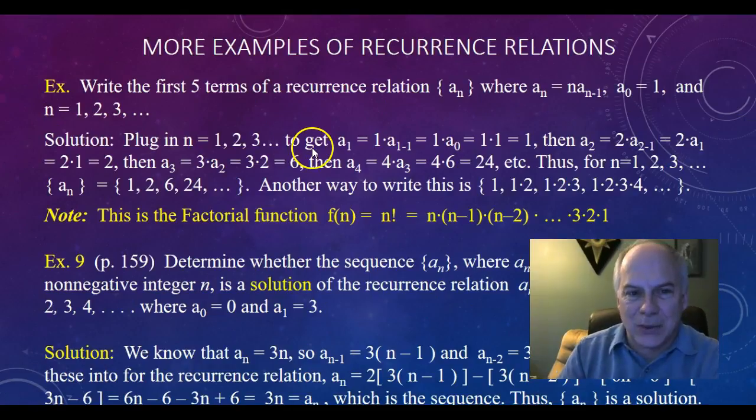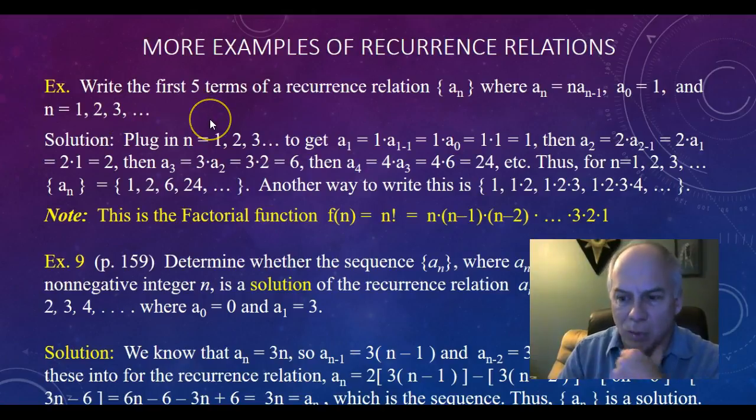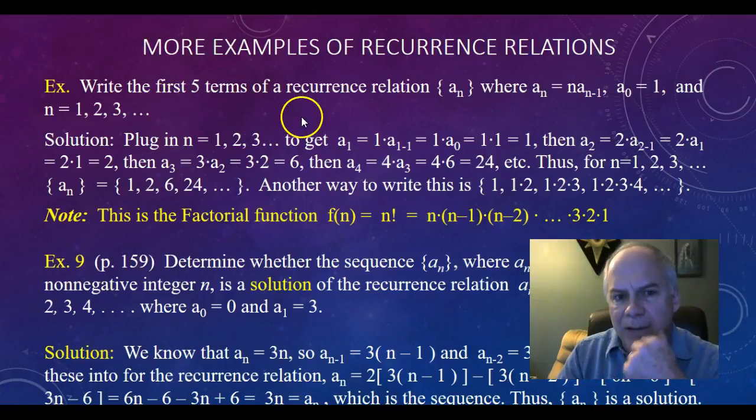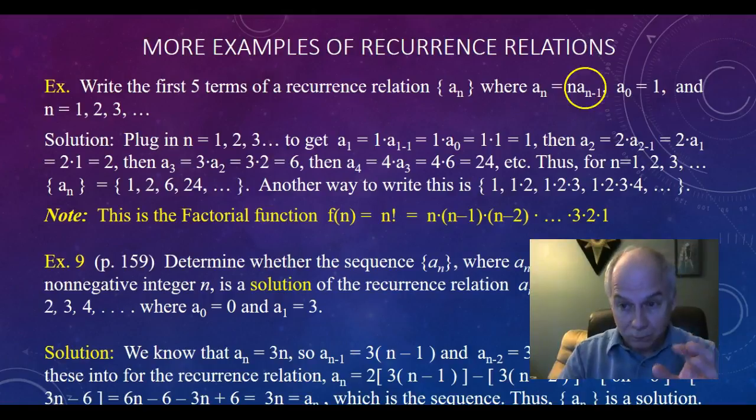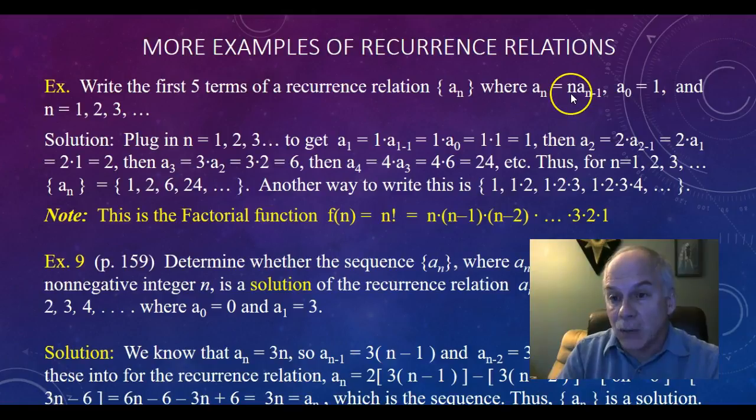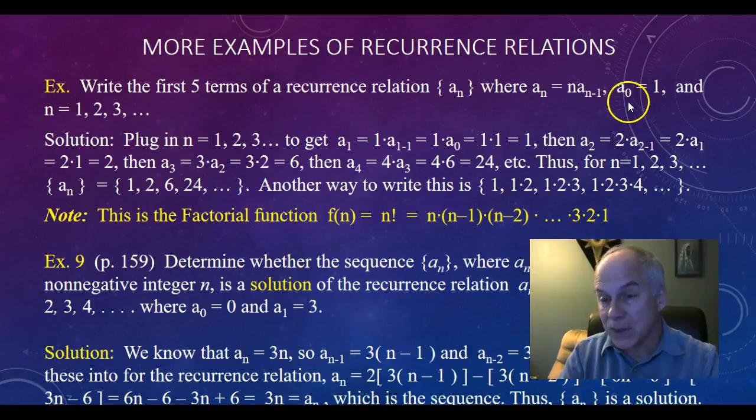All right, so some more examples of recurrence relations. This one is probably a little bit more difficult than the ones you'll have on a test or quiz, but write the first 5 terms of the recurrence relation a sub n, where a sub n equals n times a sub n minus 1. Now, if you haven't picked it up already, a sub n minus 1 is the previous term. But this recurrence relation is a little bit different because we're multiplying n times the previous term.